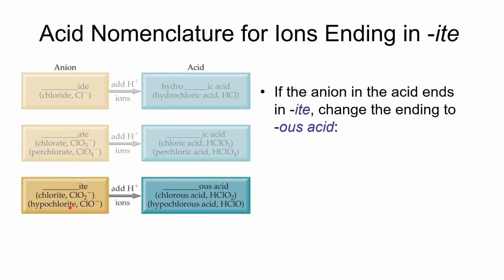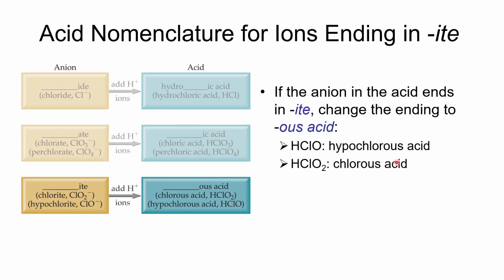All right. If your polyatomic anion ends in ite, then once you add the hydrogens and make it the acid, you're going to change the ite to us and add the word acid afterwards. So hypochlorite, which would be just ClO-, becomes hypochlorous acid, and chlorite becomes chlorous acid. So ate becomes "ic" and ite becomes us.